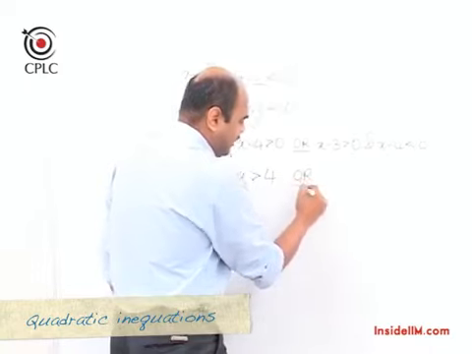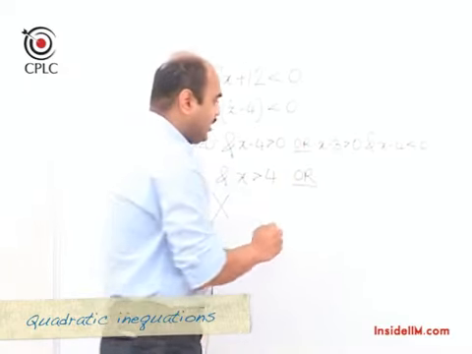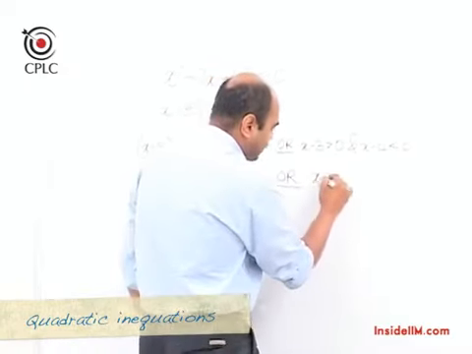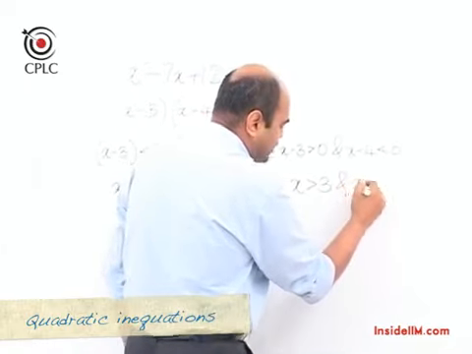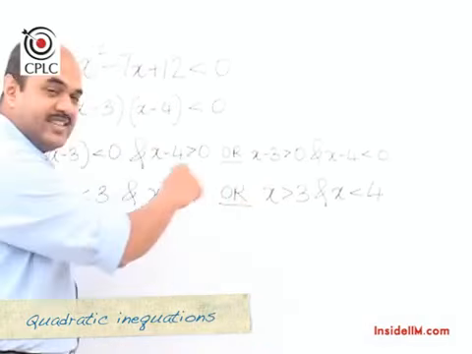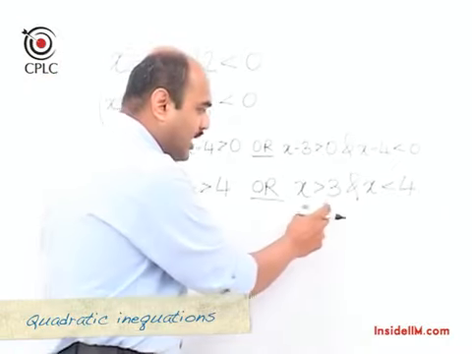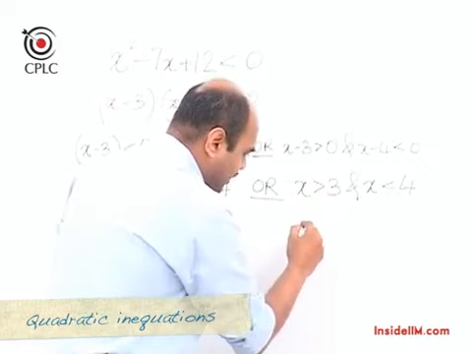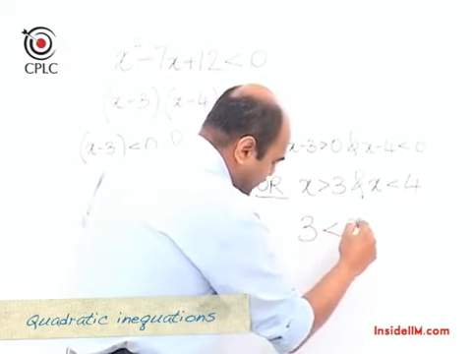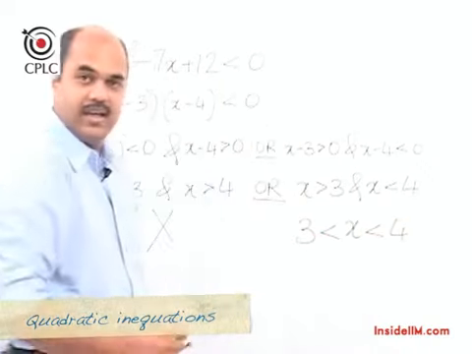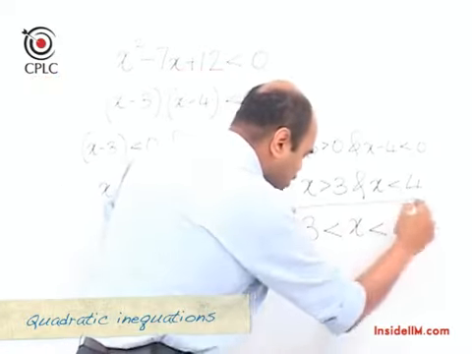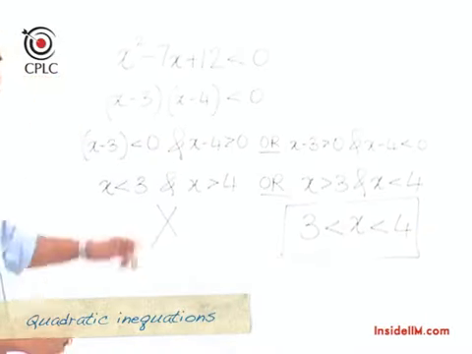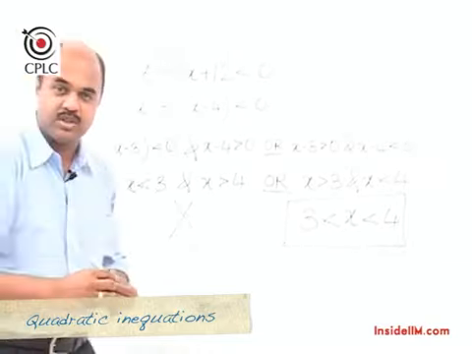Another possibility, as we have seen earlier, is x is greater than 3 and x is less than 4. This means that x has to lie between 3 and 4, and hence this can be finally summarized as 3 less than x less than 4, which would be the final solution for this quadratic inequation.